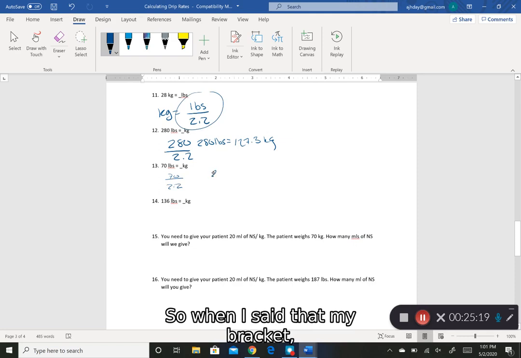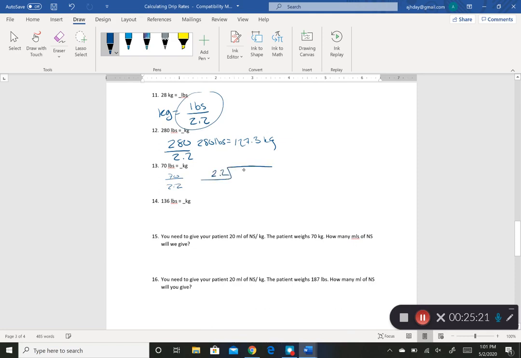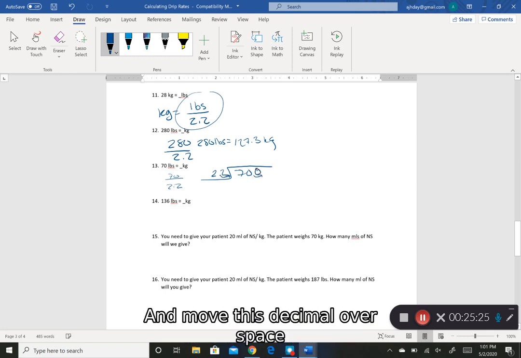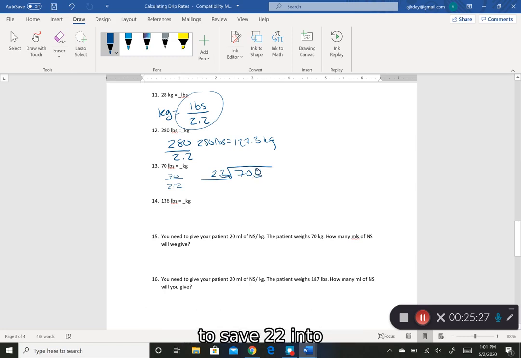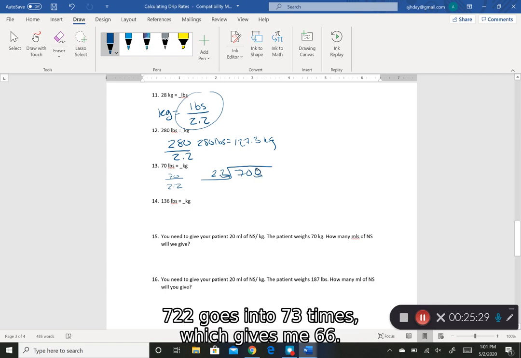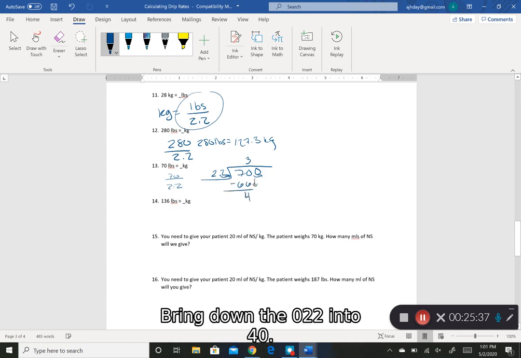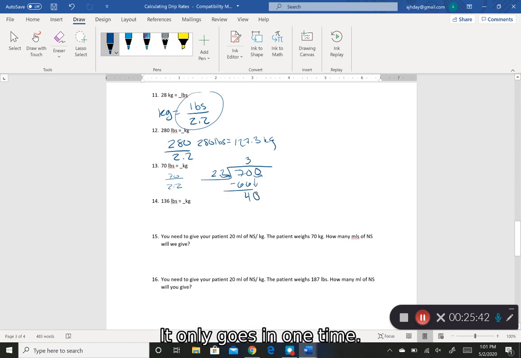So when I set up my bracket, I'm going to move this over a space, which means I'm going to move this decimal over a space too. So I have 22 into 700. I know that 22 goes into 70 3 times, which gives me 66. Bring down the 0. I have 22 into 40. It only goes in 1 time.